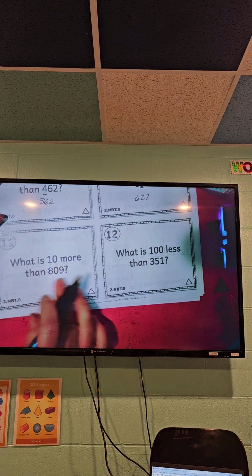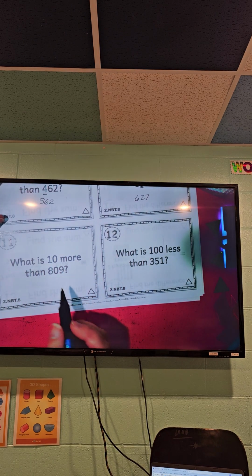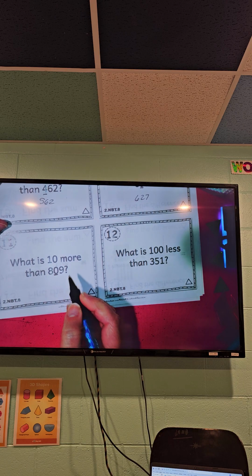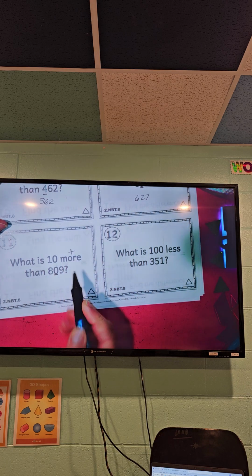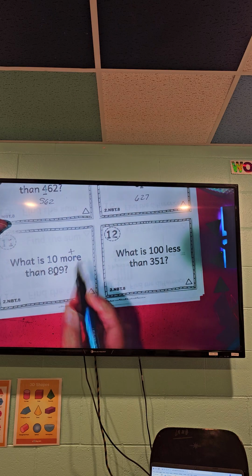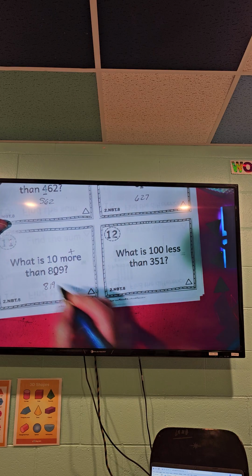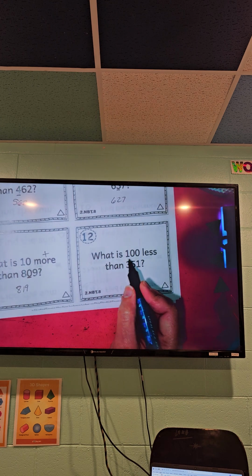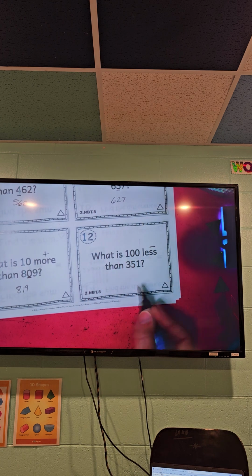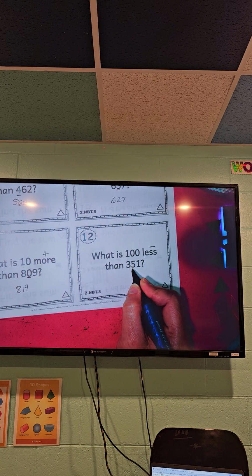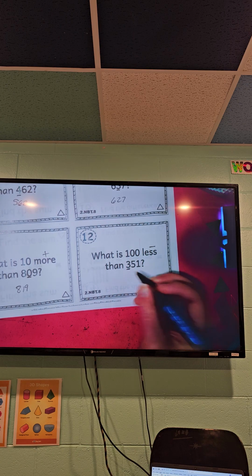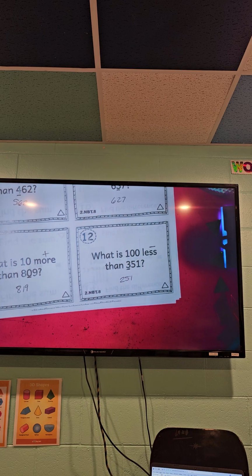What is 10 more than 809? Find the tens place. And more means increase. 0 increases by 1. 819. What is 100 less than? Less means subtract. And find the hundreds place. The 3. 3 is decreasing by 1. So you get 251.